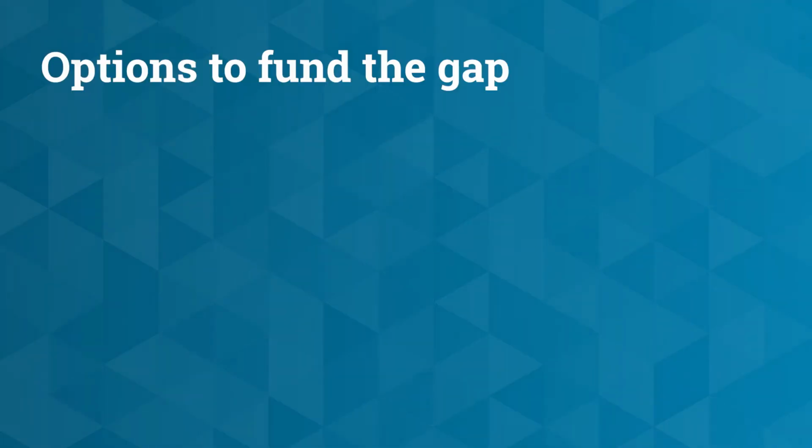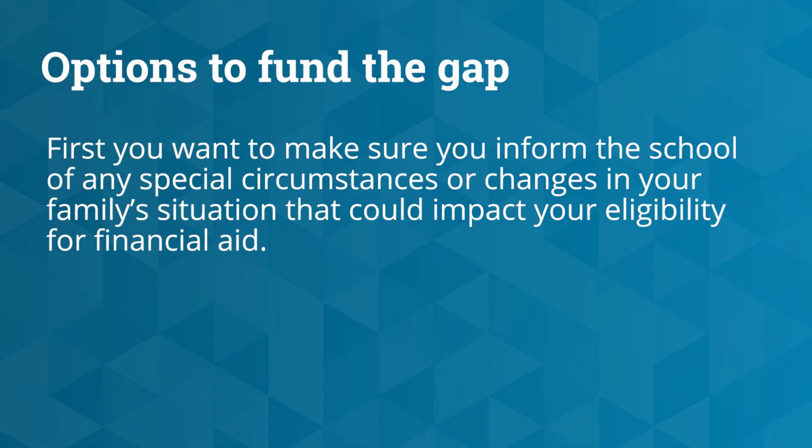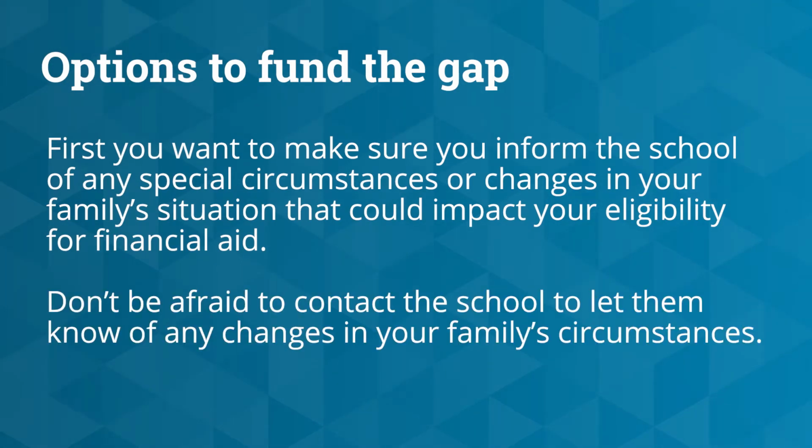Now that we know the cost and financial aid, let's look at options to fund the gap. Here are some options that may be available from the school. First, you want to make sure you inform the school of any special circumstances or changes in your family's situation that could impact your eligibility for financial aid. Don't be afraid to contact the school to let them know of any changes in your family's circumstances.